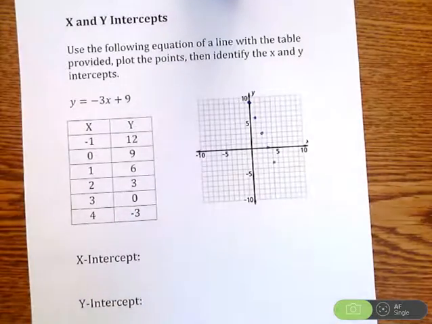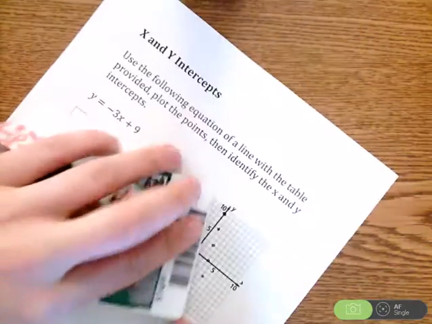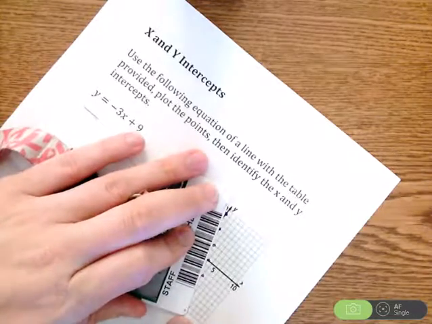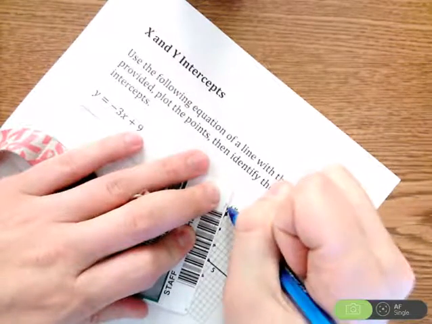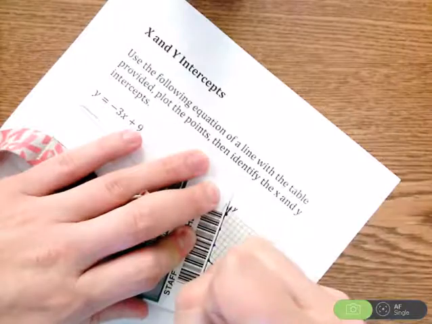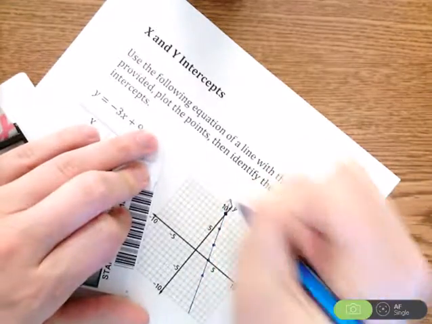Now, to make sure we get all of them lined up and get good x and y intercepts, it's always a good idea to take some sort of straight edge. I'm going to use my ruler to draw this line so we get a pretty accurate graph.